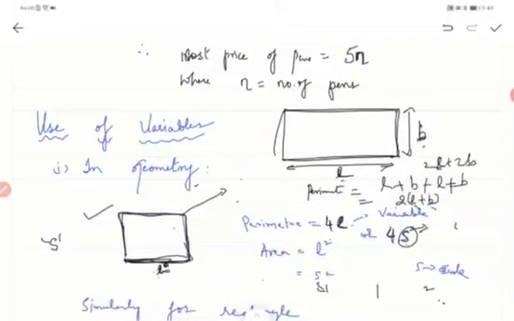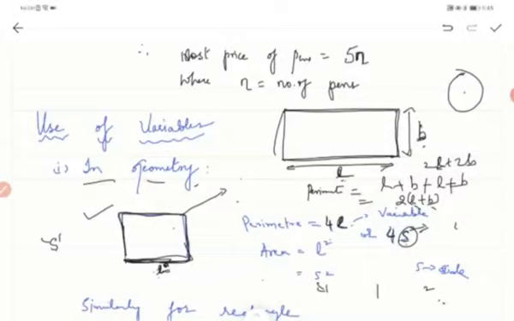So this is how the variables are used in geometry. For any kind of figure, like a circle, the perimeter of the circle and the area of the circle, in general you are representing it in terms of variables. So depending on the measurements given, you can calculate the area, the perimeter, and so on, right?